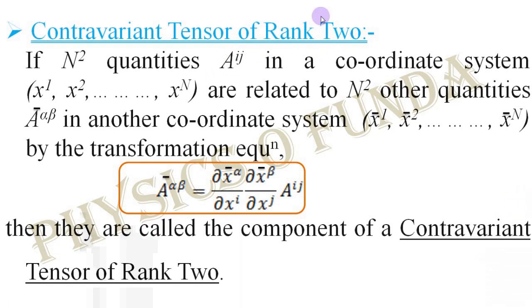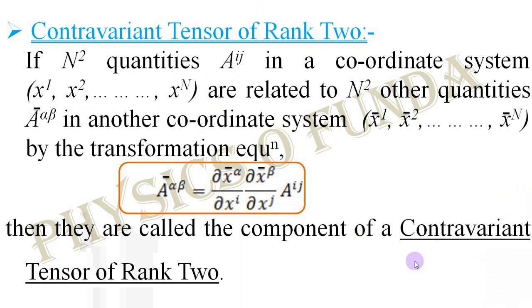Let us start with the contravariant tensor of rank 2. What is that? If n square quantities a^ij, where ij is the superfix here, in an unbarred coordinate system are related to n square other quantities a bar^αβ, also superfix, in another coordinate system which is the barred coordinate system, by the transformation equation a bar^αβ = ∂x bar^α/∂x^i · ∂x bar^β/∂x^j · a^ij, then these are called components of a contravariant tensor of rank 2.